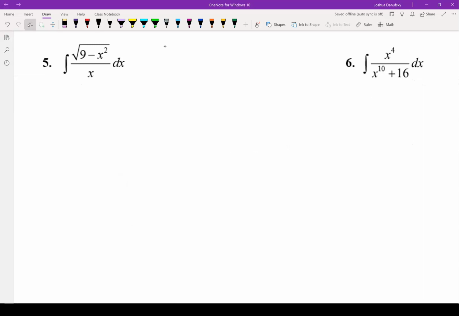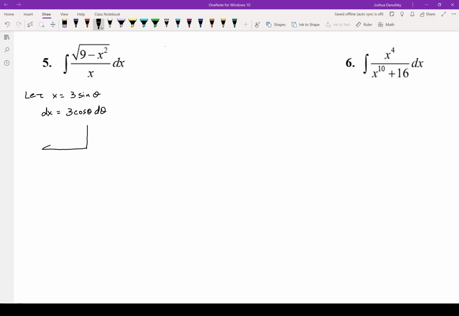Number 5, the integral of the square root of 9 minus x squared over x dx. We notice in the numerator that we have the square root of 9 minus x squared, which is one of our forms for trigonometric substitution. So we're going to go ahead and let x equal 3 sine theta. So dx is equal to 3 cosine theta d theta.